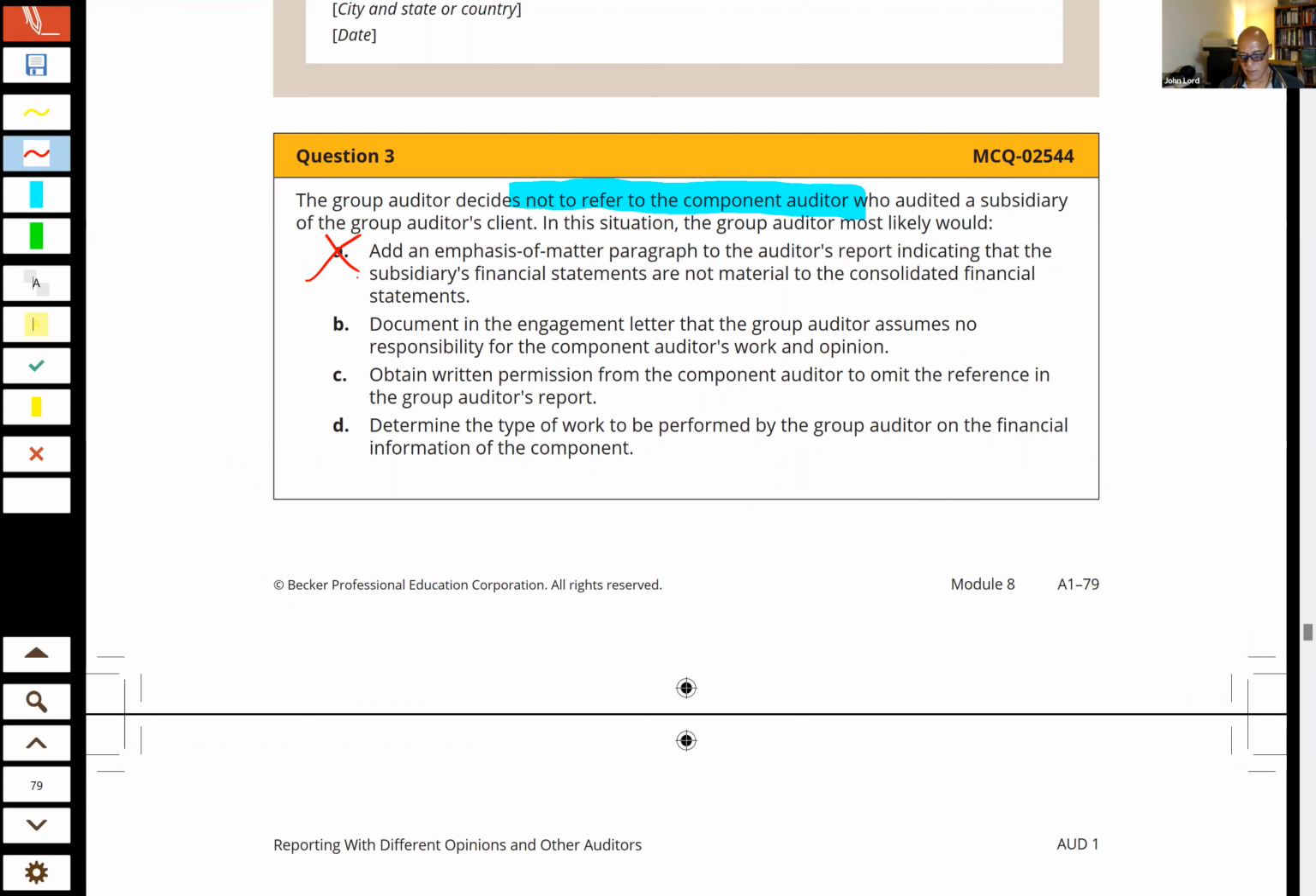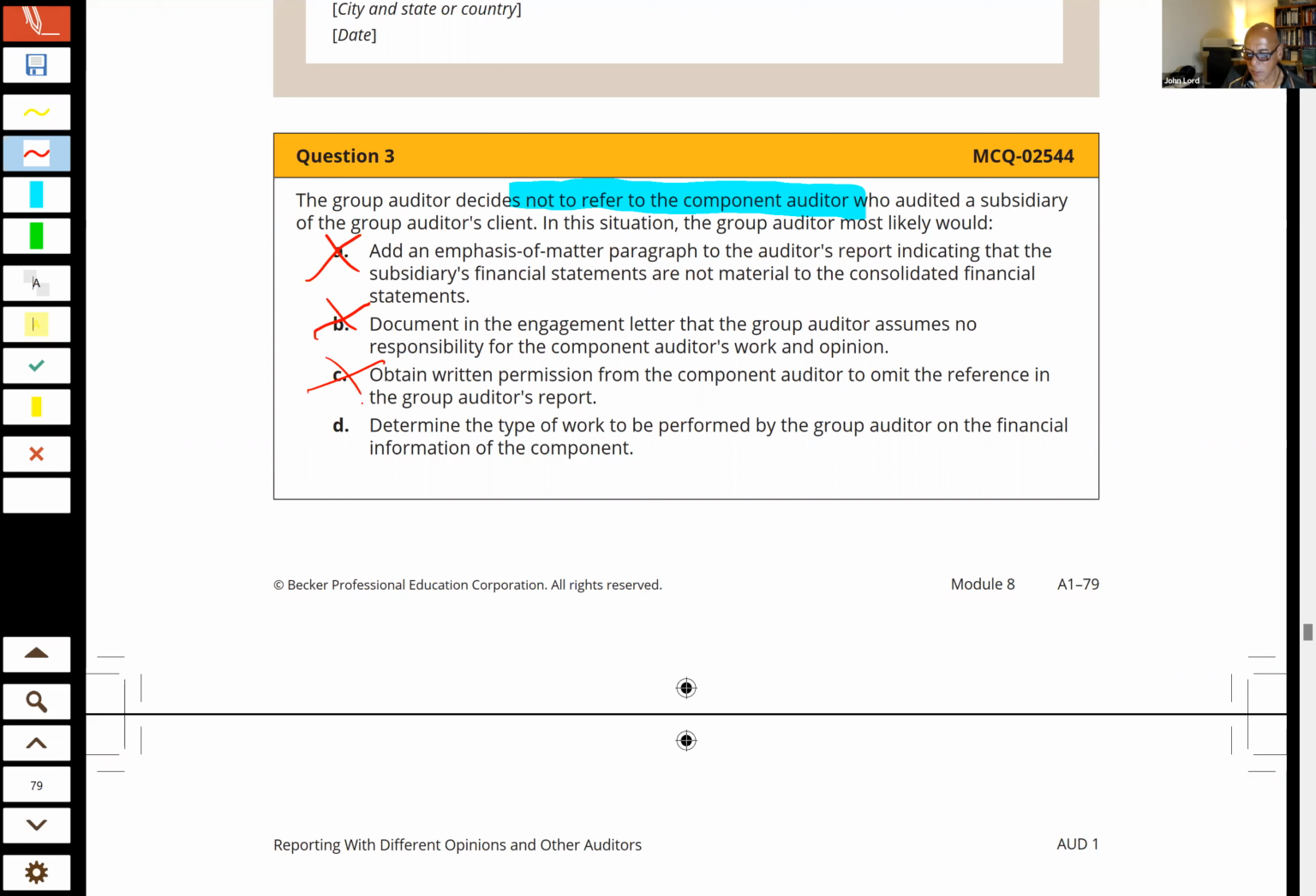And then you read further on B, document in the engagement letter that the group auditor assumes no responsibility for the component auditor's work and opinion. It's exactly the opposite. If I don't refer, I do assume their responsibility. That sounds like something Trump would say, sorry. Even though I'm not going to refer, which means I'm not responsible, I'm not responsible. We're responsible. Sorry, guys. C, obtain written permission from the component auditor to omit reference in the group auditor's report. No such requirement. I don't think anybody picks C.